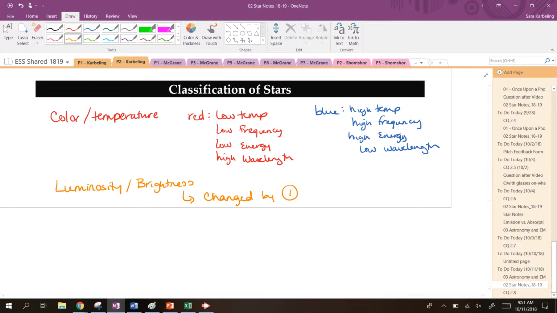If I take a flashlight and I shine it in your eyes, it's going to look a little different than if I walk down the hallway, right? What am I changing there? Distance. The distance away? Yeah. So brightness is going to be affected by the distance. And the brightness is also affected by the mass. That means how much stuff there is in the star.